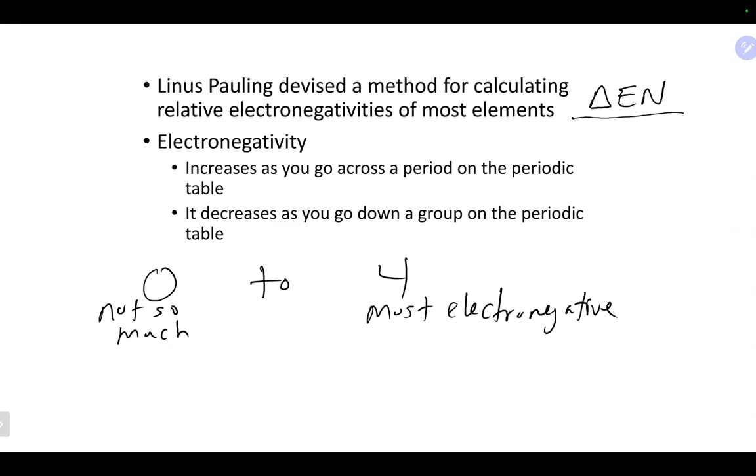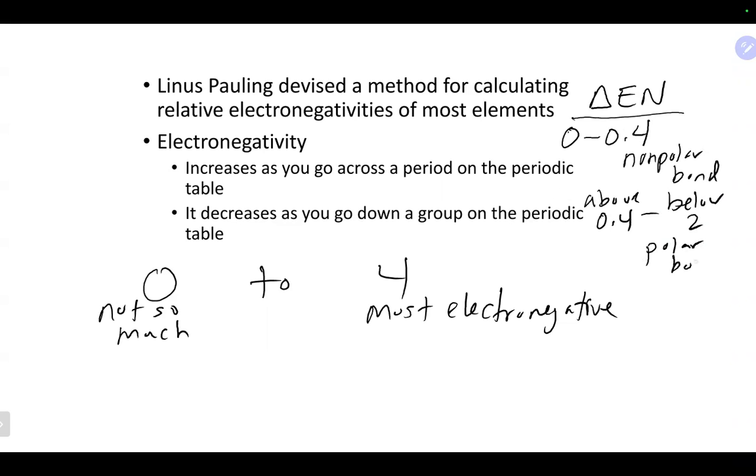If you do the subtraction and you get anywhere from 0 to 0.4 as the difference, that is considered a nonpolar bond, which is a nonpolar covalent bond. If you get above 0.4, like 0.5, to below 2, that is considered a polar bond, a polar covalent bond. And if the difference is above 2, and this number is not perfect by the way, it's ionic.